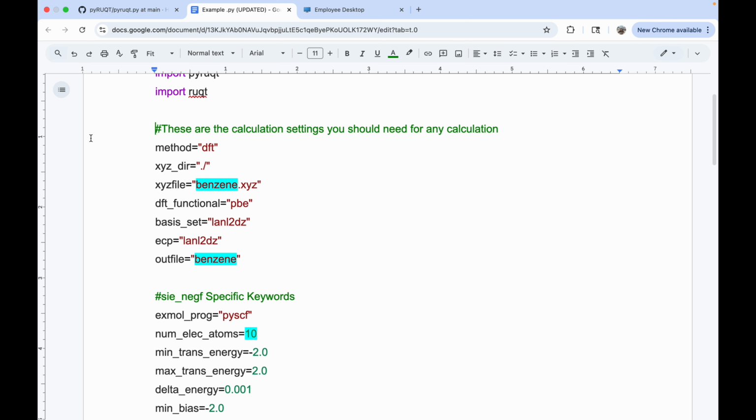The next thing is the out file, which is just the name in which you want your out file to be. We always recommend that you name it the same thing as your XYZ and your .py file. This just makes things really simple, so we always name it the same thing.